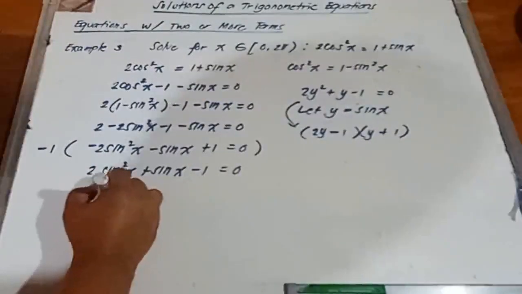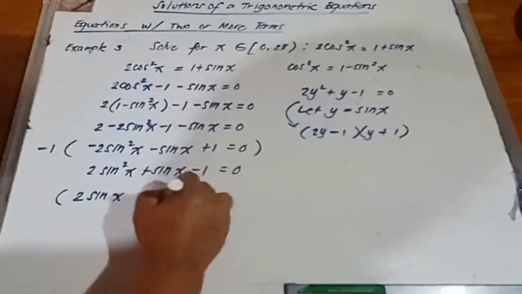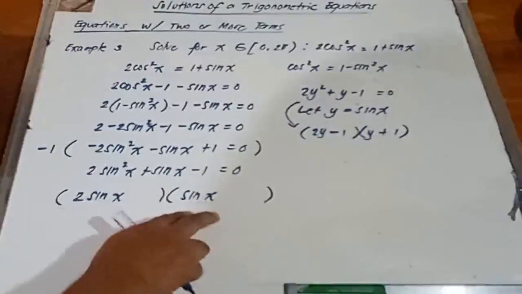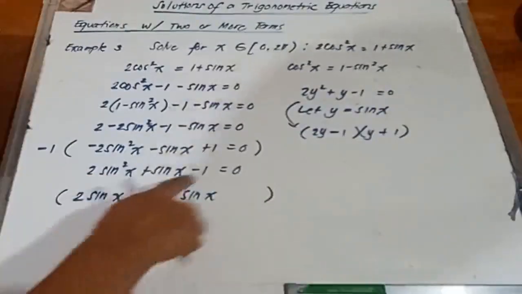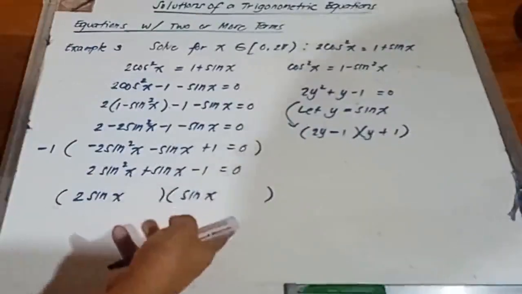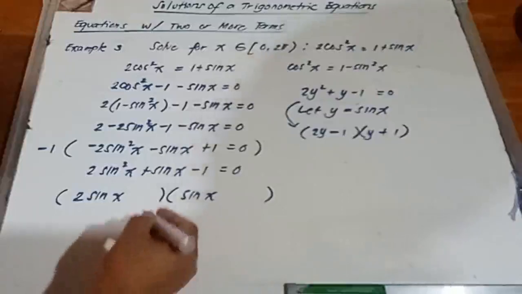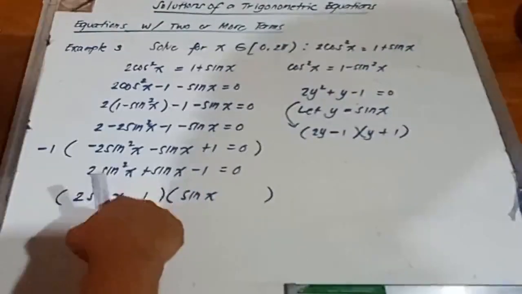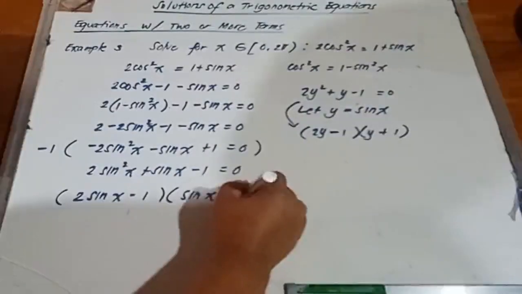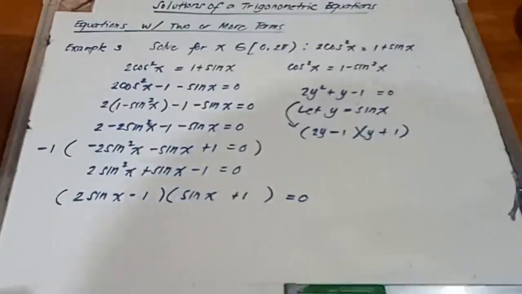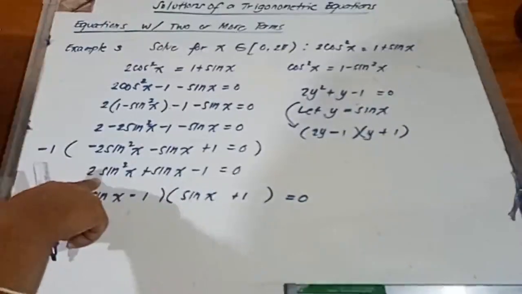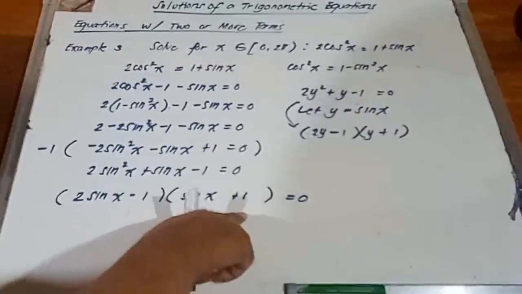2 sine x times sine x. Okay? Paano yun? 2 sine x times sine x is 2 sine squared x. Then factor natin yung third term, factorable by 1 and negative 1. So, ilagay ko dito yung minus 1. Dito yung plus 1 equal to 0. Okay? Check natin. 2 sine x times sine x is 2 sine squared x. Negative 1 times 1 is negative 1.